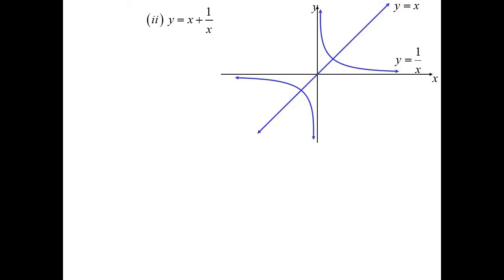Let's try one where there's some asymptotes. So y equals x plus 1 on x. So there's y equals x and y equals 1 on x. Now, x-intercepts here is a little bit harder because, well, the x-intercept of the straight line is up when there's a discontinuity in the other one. Well, the discontinuity's got to remain. I can't add something to the undefined. So my new graph will also be undefined there.